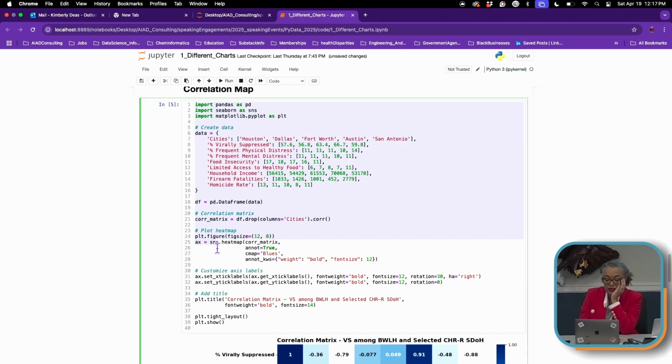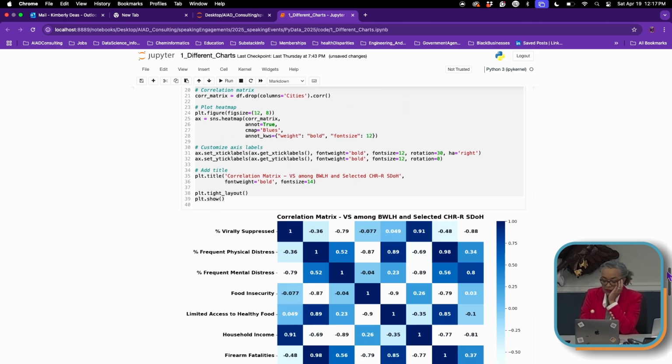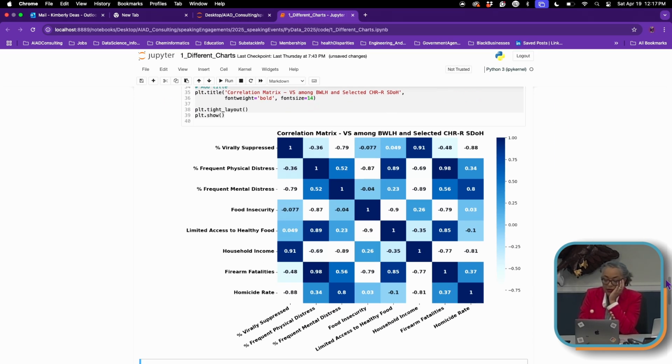So, in the interest of time, we're going to run through this last one. And we did get our correlation map, thank goodness. Okay, so as I was pointing out before, the less suppressed a community is, the higher the homicide rate seems to be. The more wealthy a community is, the more virally suppressed they seem to be.